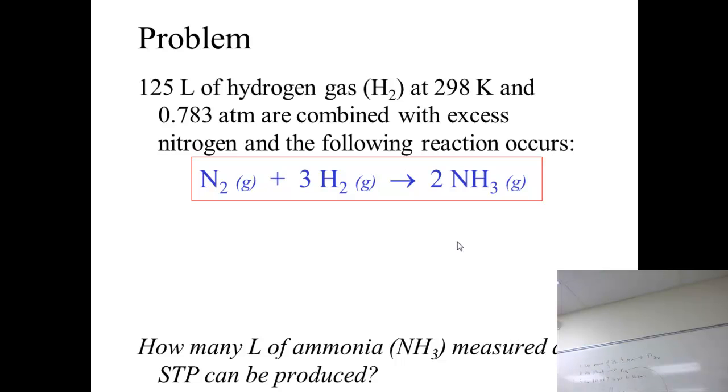So I'm going to put a circle here under the moles of NH3. Don't know it yet. But do you see where we can start here? We can get moles of H2, I'll put n of H2, using PV = nRT.